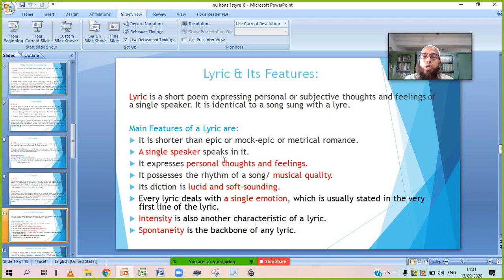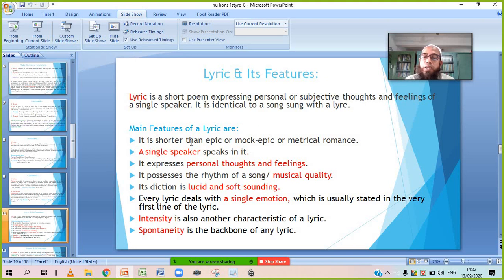So now we are going to learn what is lyric, one of the different subgenres of poetry, and that is very important. As I told you, in part C there will be a question on a poem, and you have to explain and evaluate the poem as a lyric. That's why you must know what a lyric is and the features of a lyric. A lyric is a short poem expressing personal or subjective thoughts and feelings of a single speaker. It is identical to a song sung with a lyre. A lyre is a musical instrument.